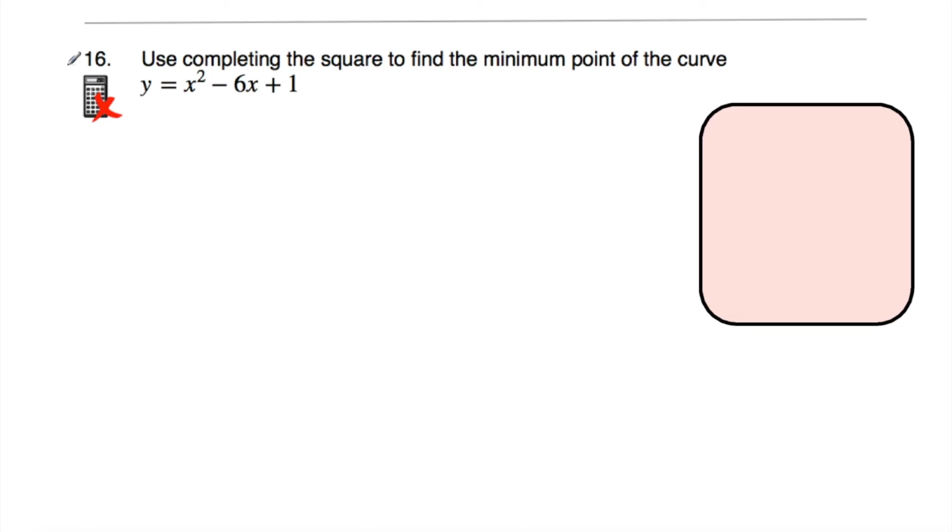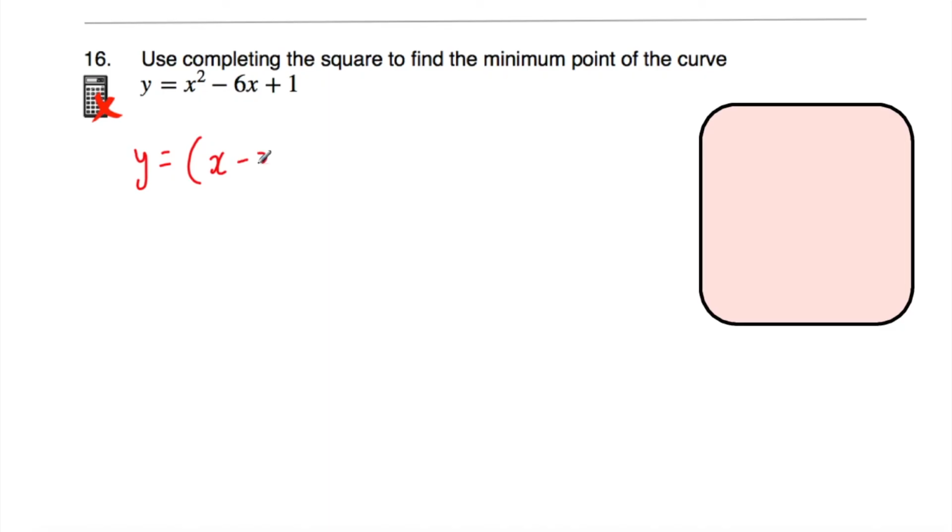Okay, let's have a look at our next question, question number 16. Now, completing the square can be used to find the minimum point or the maximum point of quadratic graphs. So here we've got a quadratic, y equals x squared minus 6x plus 1. To find the minimum point, what we're going to do is completing the square on the quadratic. So let's do that. We'd have y equals, and then open up our curved brackets. We'd have x. The coefficient of x is minus 6, so we're going to half that.